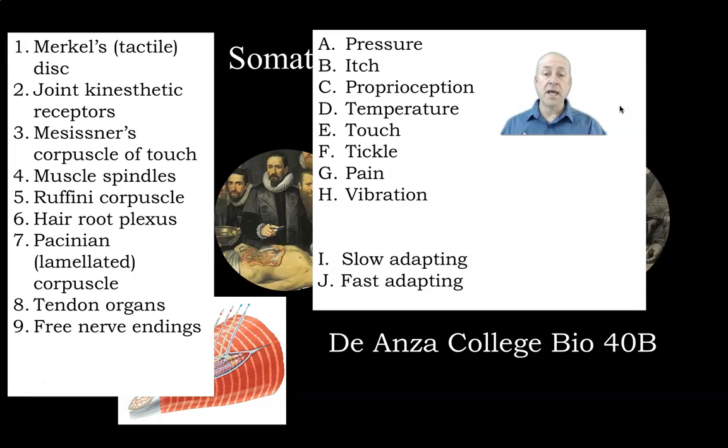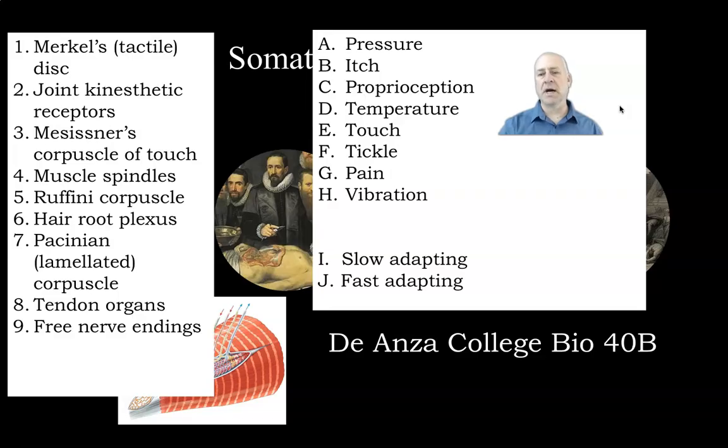In terms of A through H, what type of sensations they pick up, there's a lot of overlap too. Quite a bit of overlap that we're going to see. You'll see something like Meissner's is picking up pressure, touch, and vibration. Okay, and then we'll talk about whether they're slow or fast adapting. It's a little sinuous there on the slow or fast adapting. There's a lot of subtlety and a lot of bends in the road, but we'll review it.